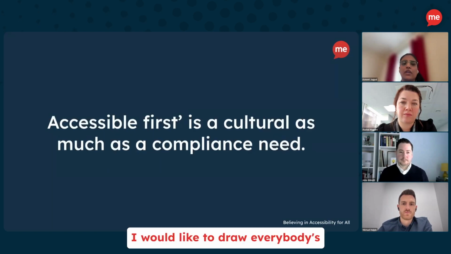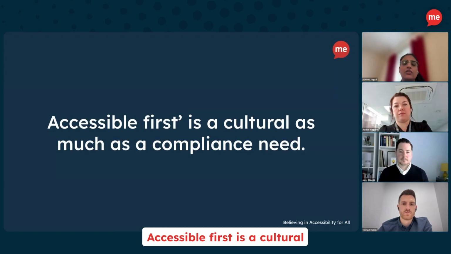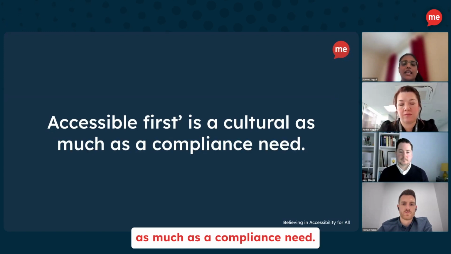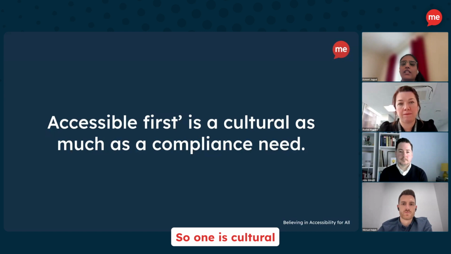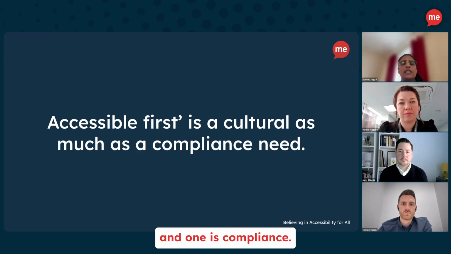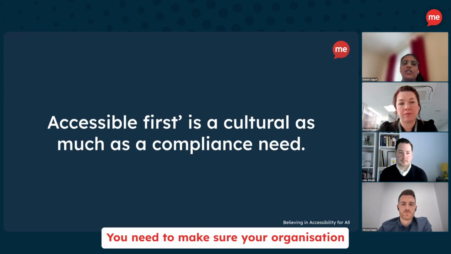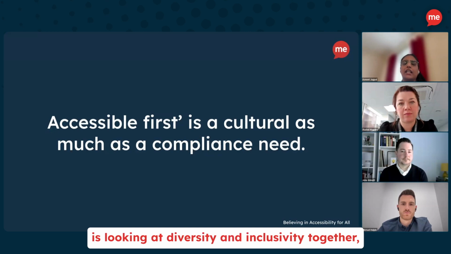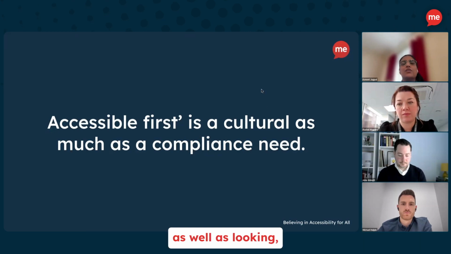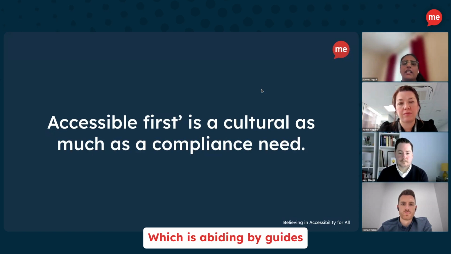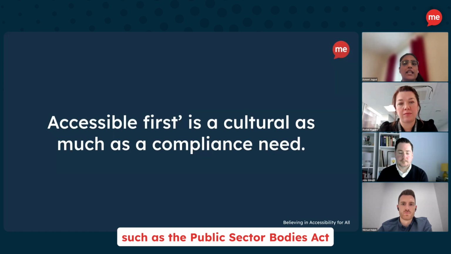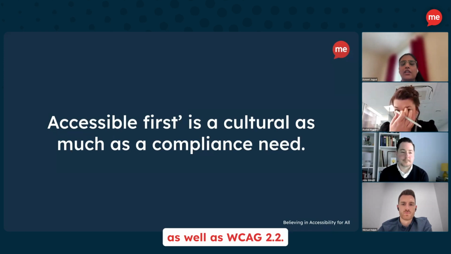Before I start, I would like to draw everybody's attention to the specific quote here. Accessible first is a cultural as much as a compliance need. So when we look at accessibility, I always like to look at it in two parts. So one is cultural and one is compliance. You need to make sure your organization is looking at diversity and inclusivity together, as well as looking on the contrary at your compliance, which is abiding by guides such as the Public Sector Bodies Act, as well as WCAG 2.2.